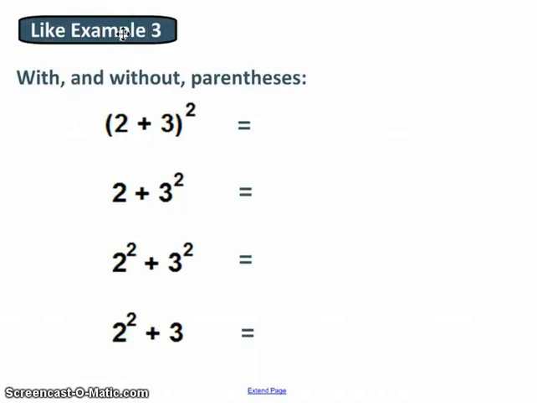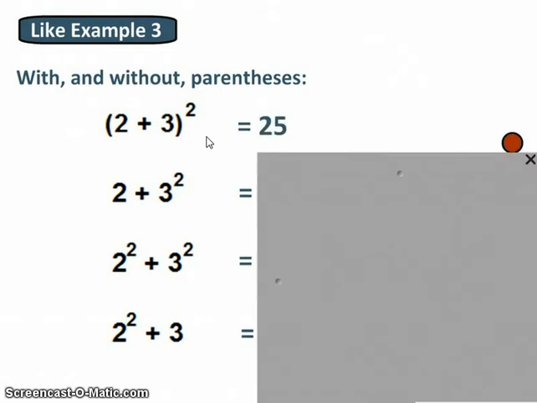Now, for example 3 in your textbook, I haven't used the exact same example. Instead, I've made a slight modification, so you can compare what work you do here in the video to the actual example 3 in the book. I've got 4 different problems for you to work with that all are very similar, but there are a couple of differences, primarily about where the parentheses are placed and where the exponent is placed. I'll do the first one for you.